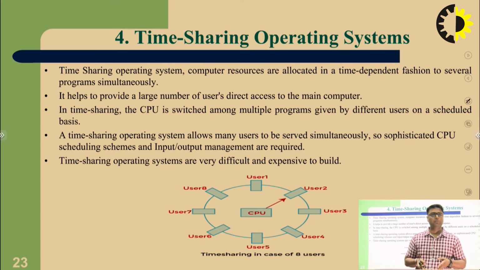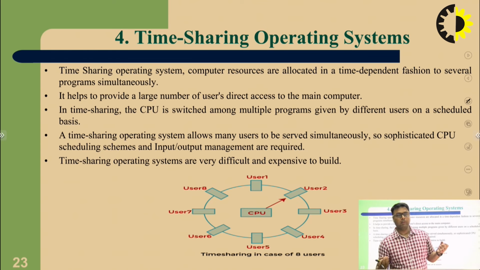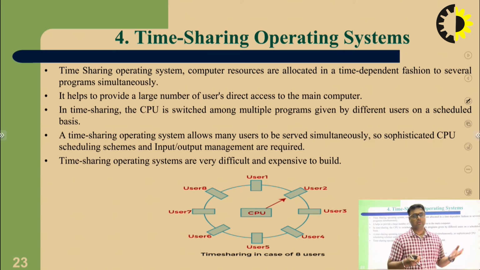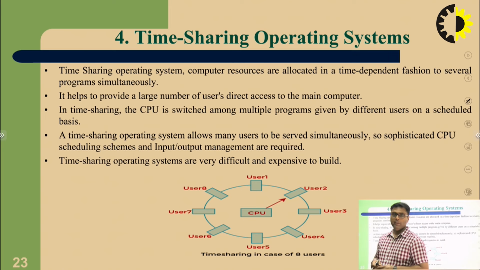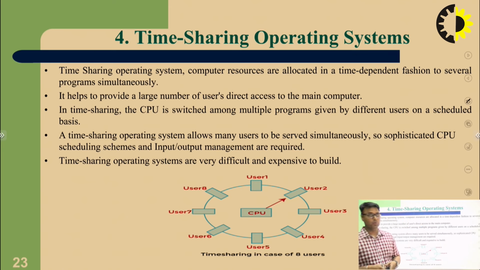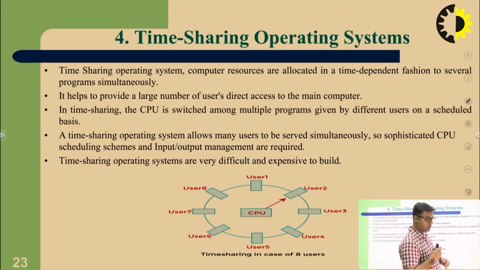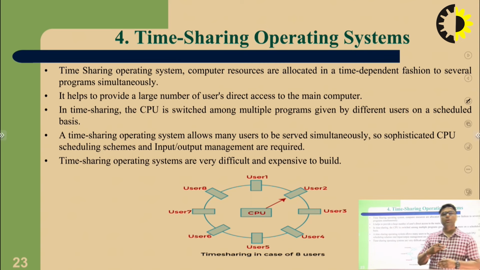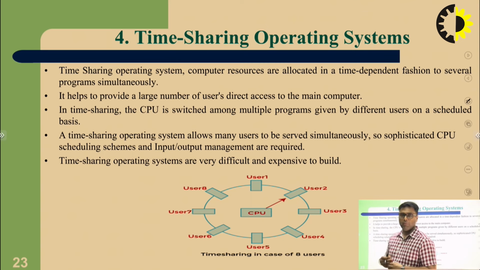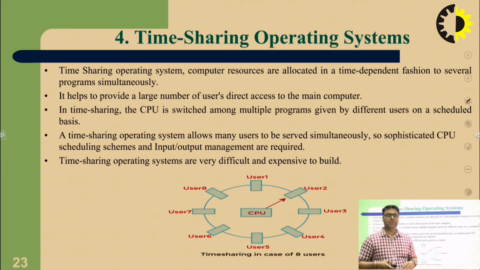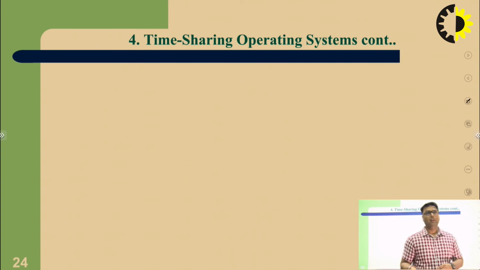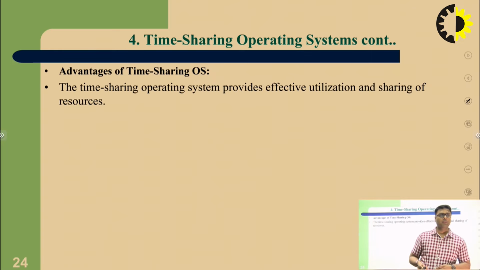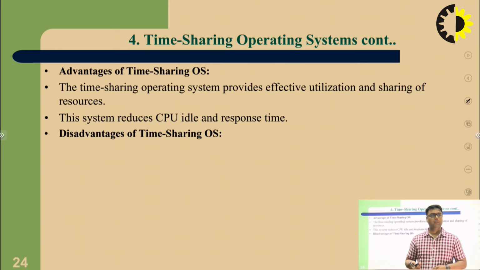A teacher in a classroom and 10 students take 5 questions. Every student asks the teacher one question at a time. So the teacher spends sometimes 5 to 10 minutes on one student, then moves to the other student. So interaction between teacher and students is continuous, and connectivity is maintained. So delay time is greatly decreased. Now, some advantages of time sharing are here.